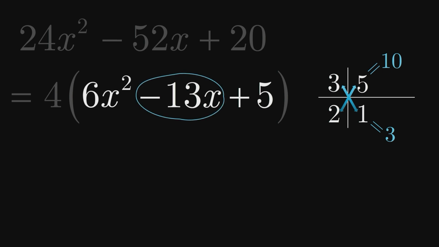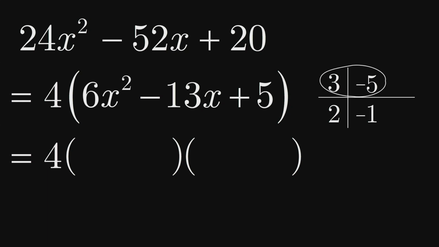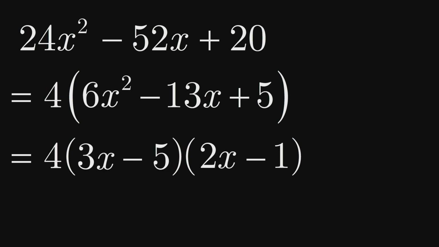No problem. Making both the 5 and the 1 negative doesn't change the fact that these numbers multiply to positive 5, but now we get our desired sum of negative 13 from the cross products. We now have everything we need to finish the factoring. Remembering to write our common factor of 4, we can then rewrite 6x squared minus 13x plus 5 as 3x minus 5 times 2x minus 1. And that's it, we're done.